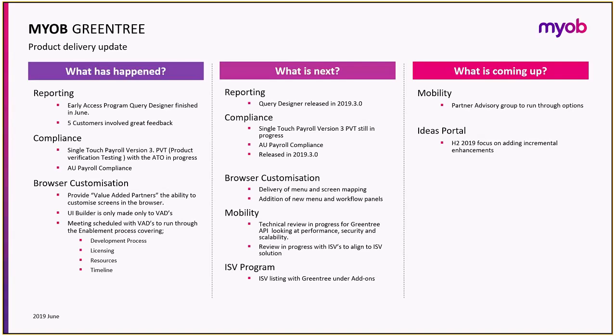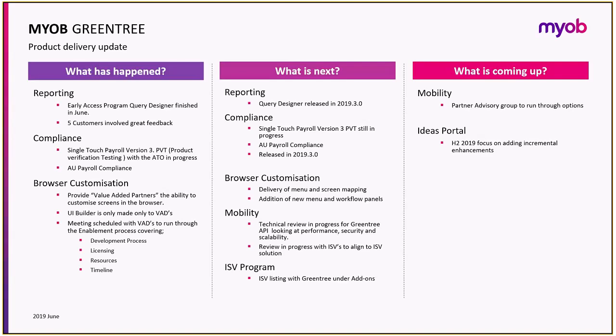The other thing that I may not have mentioned before is that we are also looking at running what we call an independent software vendor program. So these are third-party products. With a couple of products that we have within the MYOB family, they already have what we call an ISV program. We are looking to leverage off what they have done and implement that within Greentree.